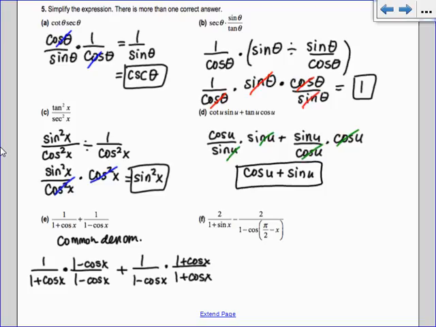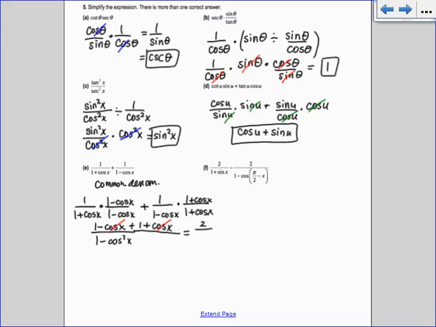So the first one, I get 1 minus cosine of x over, its denominator is now 1 minus cosine squared x. And it's the same denominator for the second one, so I'm just going to go ahead and put them all in one numerator. So I'm going to have 1 plus cosine of x. And if you notice, the top, I have negative cosine of x plus cosine of x. And then I have 1 plus 1 is 2. And the bottom, I end up having 1 minus cosine squared.